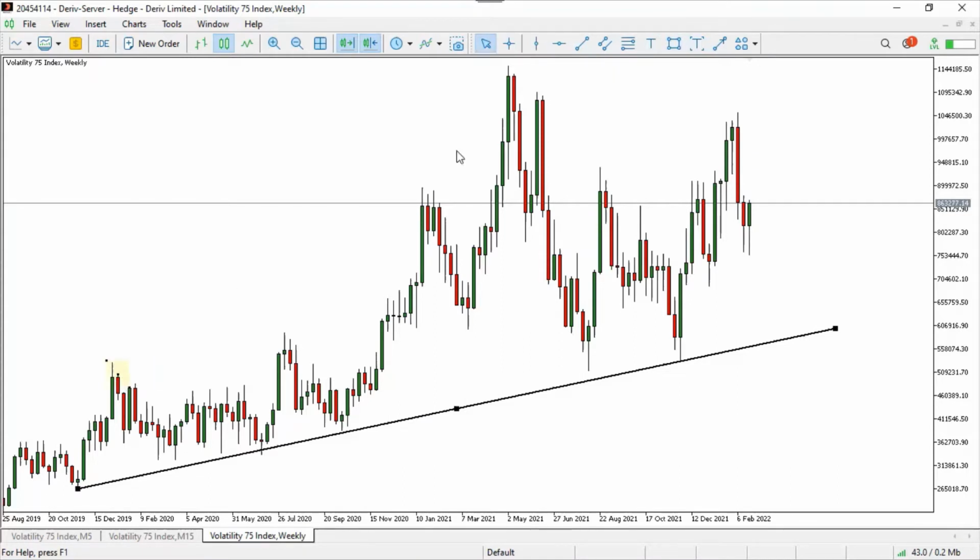When you look at this place, this is a high. Let me use the arrow. This place is a high. The next high that formed is higher than that high. Can you see this high is higher than this high on the weekly time frame? This high is also higher than this high. So it's forming highs as it's going up.